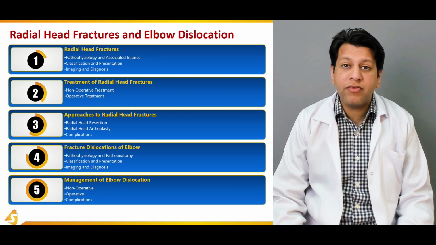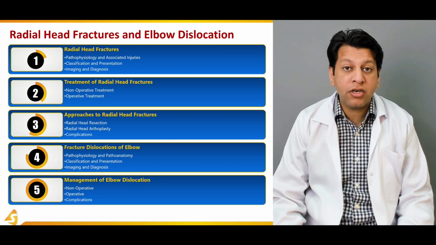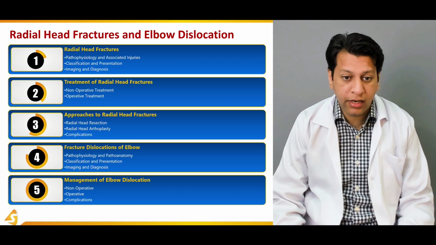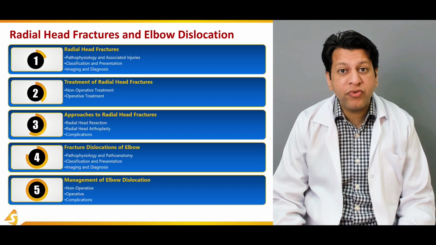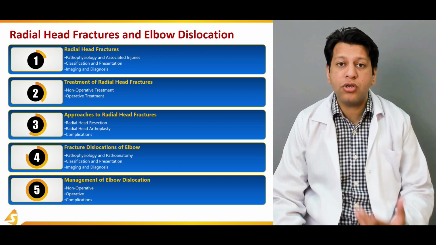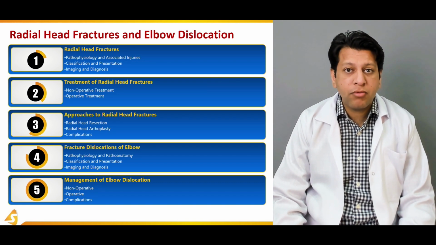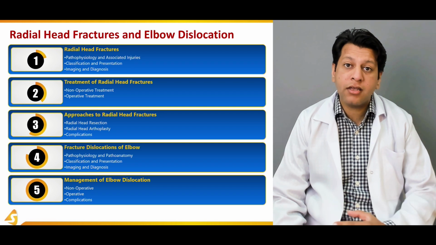Then we'll also briefly discuss the imaging which we need to do to confirm our diagnosis, regarding what is the type of fracture of the radial head. In the second section, we'll be moving on to the treatment and management of the radial head fractures, both the non-operative as well as the operative.